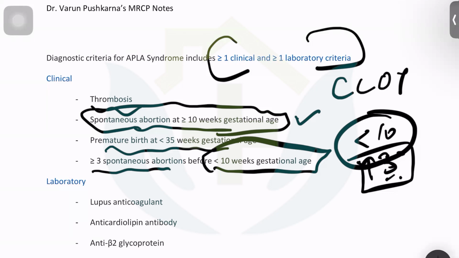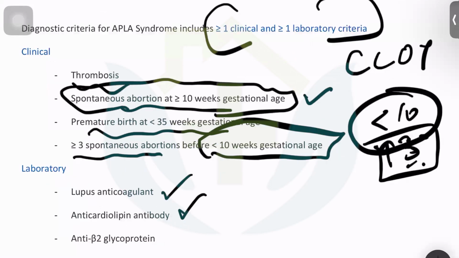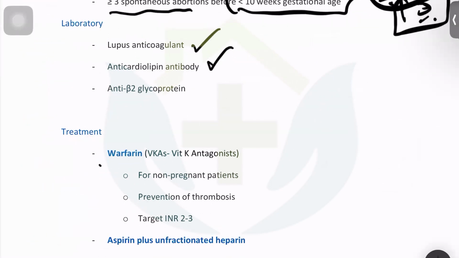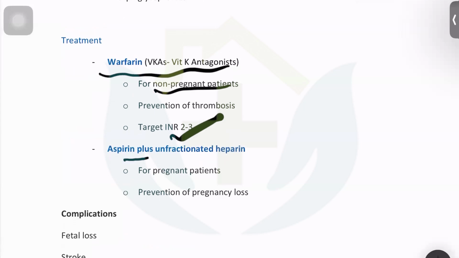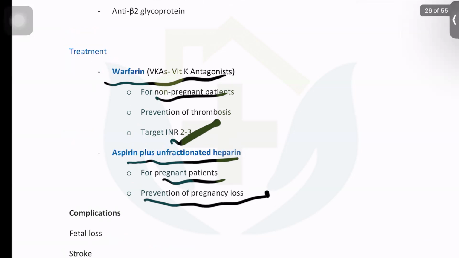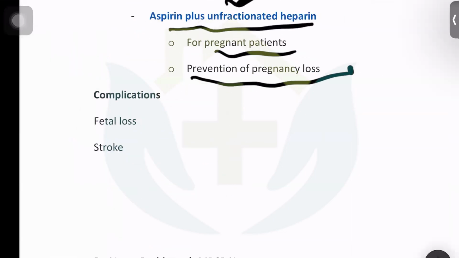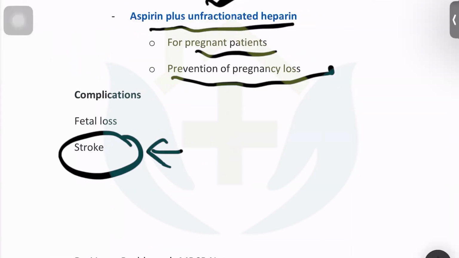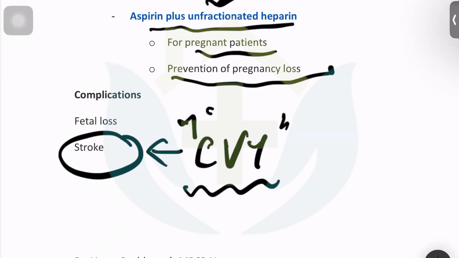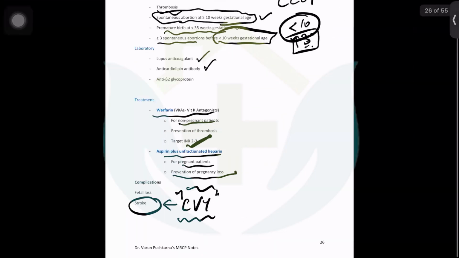Laboratory testing positive for lupus anticoagulant, anticardiolipin. Treatment, warfarin for non-pregnant patients. Prevention of thrombosis, INR target is 2 to 3. Aspirin plus unfractionated heparin for pregnant patients and to prevent pregnancy loss. Complications are pregnancy loss and stroke. What kind of stroke? Usually ischemic stroke. CVT. Usually CVT. Venous. Venous thrombosis.